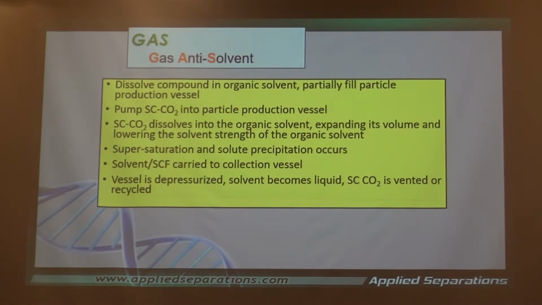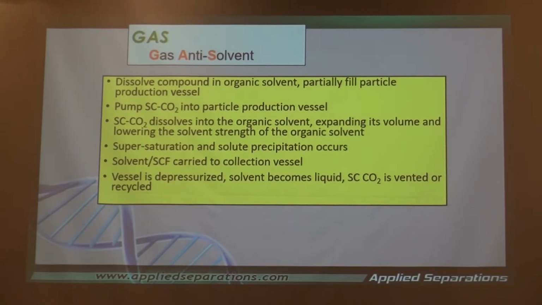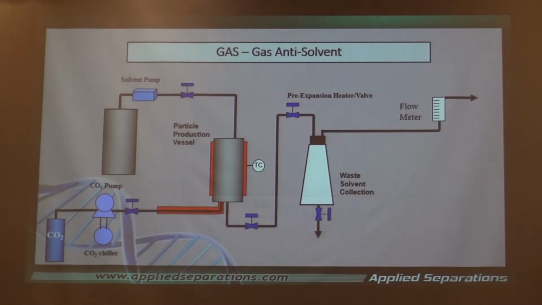This is gas anti-solvent. And anti-solvent techniques are used a lot even without supercritical fluids. But I'm going to use it here to describe how the particles are made. What we do is we dissolve the compound in the organic solvent. Now, we pump this, we fill the vessel with a small amount of CO2. Then we introduce the supersaturated solute. And then let me show you this way, instead of carrying it through.